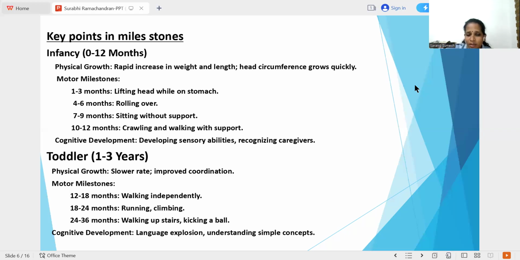Maybe they will ask at what age the children will walk up stairs, kick a ball. So many questions they will ask in milestones. Next is cognitive development in toddler, language exposure and understanding simple concepts. These are the main points in toddler milestones.